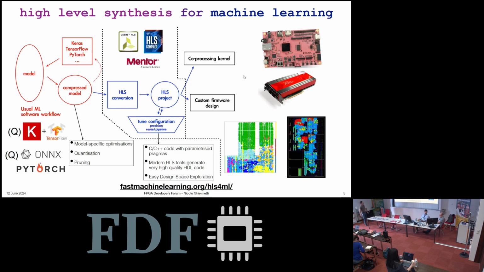HLS4ML basically supports the most common flows for machine learning development, such as Keras, PyTorch, TensorFlow. And in order to make these models implementable on FPGAs, there are some compression techniques that I will present later on, that are mainly quantization and pruning.